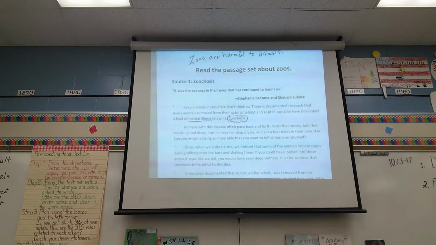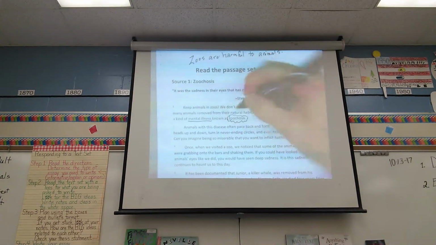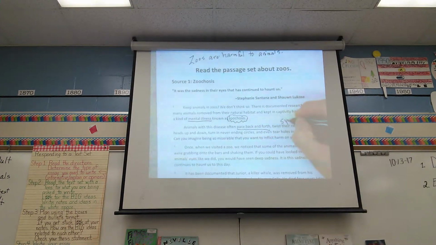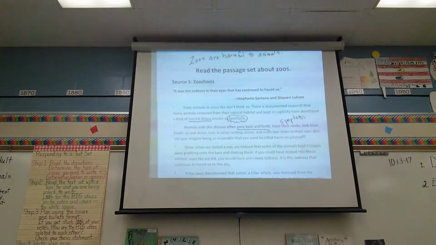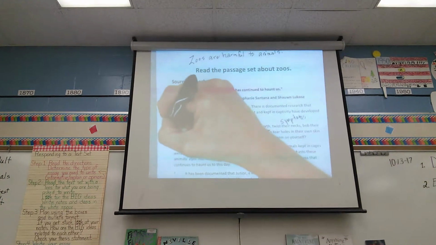Animals with this disease often pace back and forth, twist their necks, bob their heads up and down, turn in never-ending circles, and even tear holes in their own skin. Can you imagine being so miserable that you want to inflict harm on yourself? Okay, so now I have even more information. I have symptoms of zoochosis. Okay, at this point, I have 2 facts about the mental illness, so I'm going to go ahead and use a hashtag.